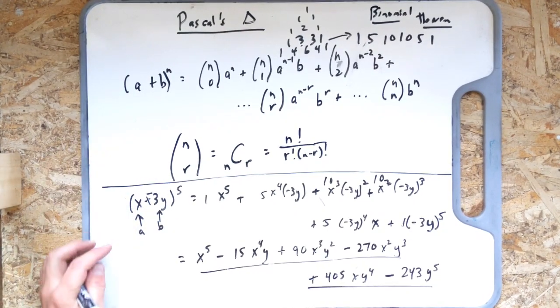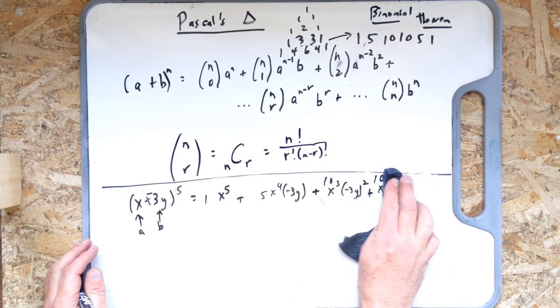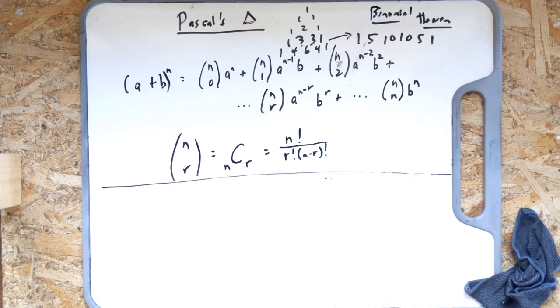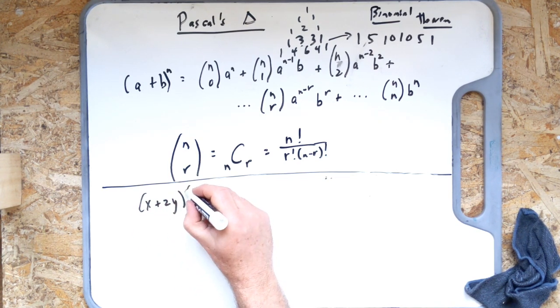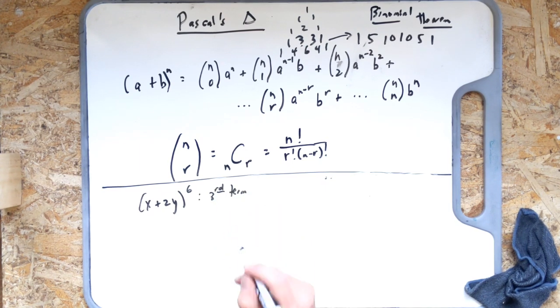All right, now we're going to do it for specific terms. I'm going to have to go back to using this. It's just a Pascal's triangle. I'm going to give a specific problem, which is, I've got that same x plus 2y, except now I'm going to go to the 6th, and all I want is the third term. I don't want any more than that.